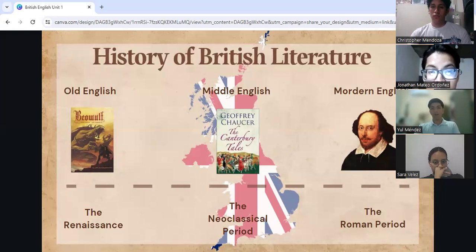Each period or age bears the name of the central literary figure, and it's also important to mention that each period has a face and its characteristics.